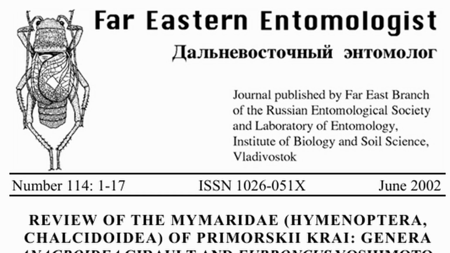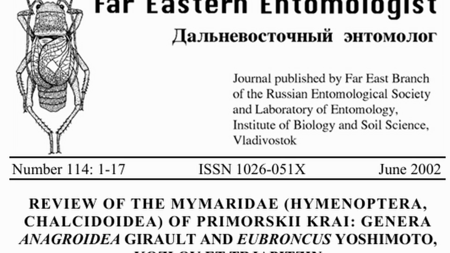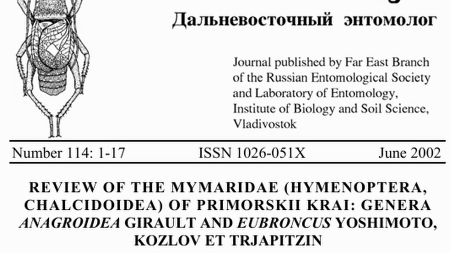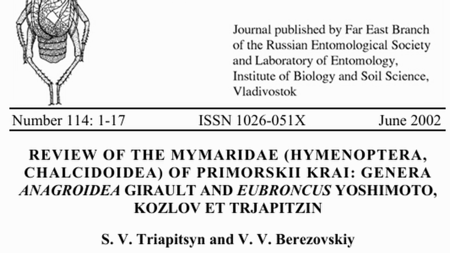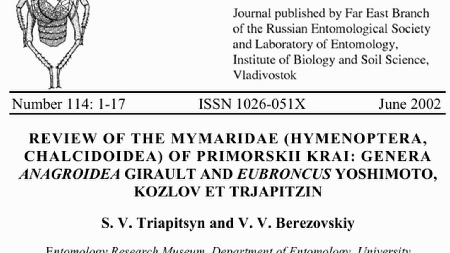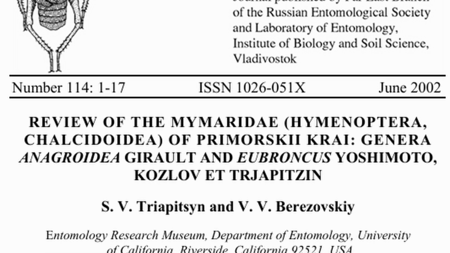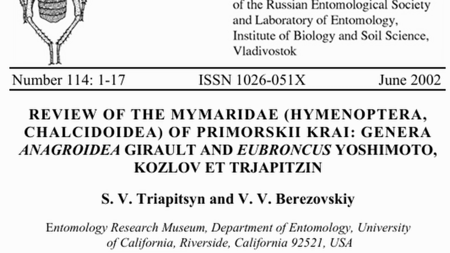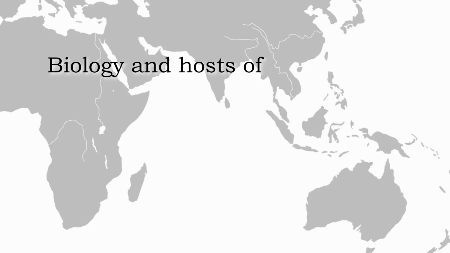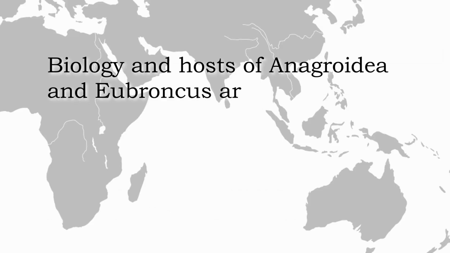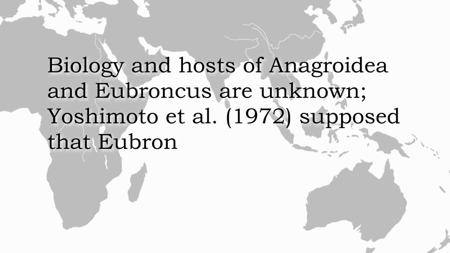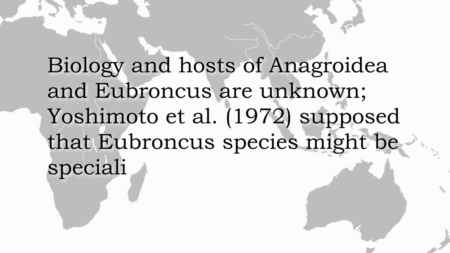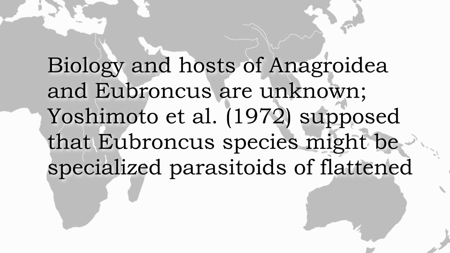In the year 2002, Sergei Trjapitzin and Vladimir Berezovskiy, who were both co-authors on the original Eubroncus paper, published a review of the Eubroncus and the Anagroidea of Russia. Here's what they have to say about Anagroidea's biology. Quote, "The biology and hosts of Anagroidea and Eubroncus are unknown. Yoshimoto et al., 1972, supposed that Eubroncus species might be specialized parasitoids of flattened insect eggs.